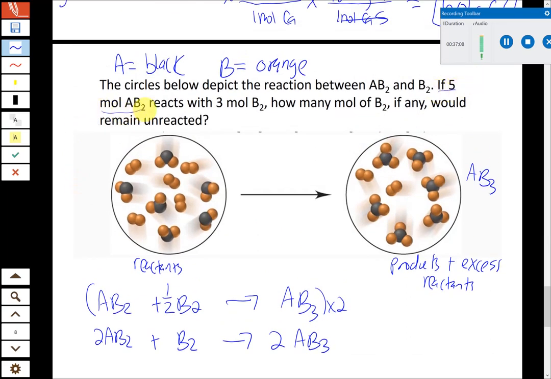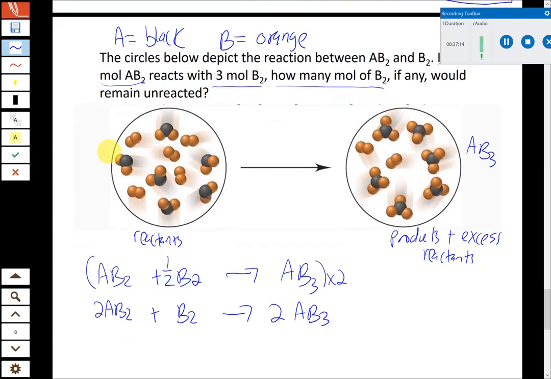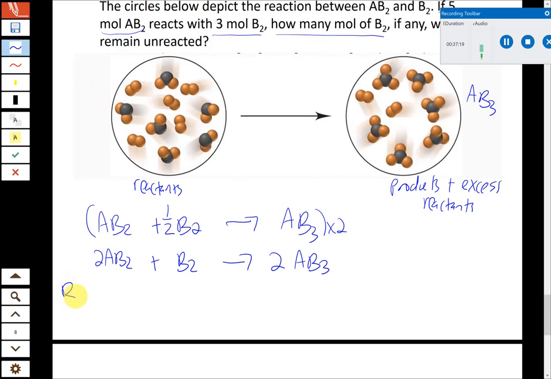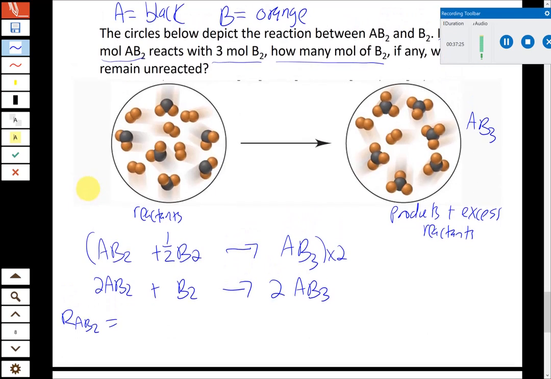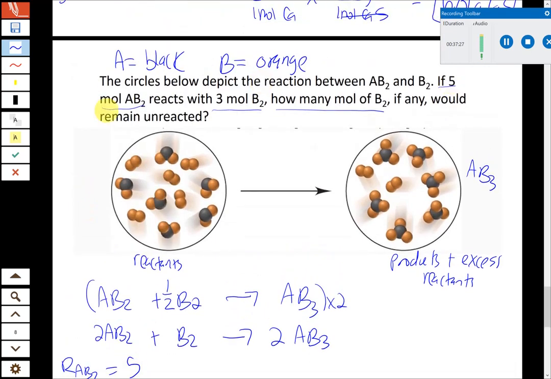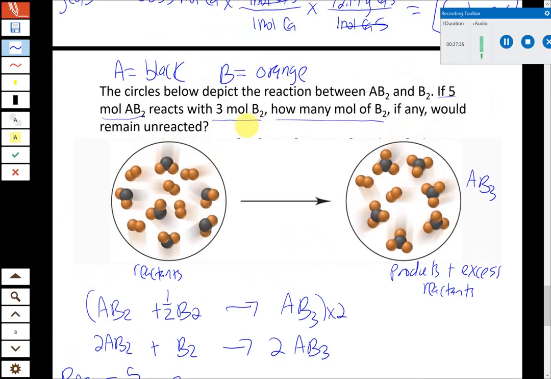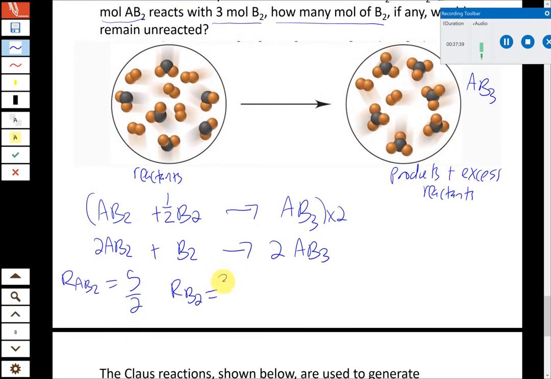If 5 moles of AB2 reacts with 3 moles of B2, how many moles of B2, if any, would remain unreacted? So the first thing we need to do in this is figure out what the limiting reactant is. So in this problem, we have AB2. If we want to find its stoichiometric ratio as we did before, we have 5 moles. That's what we're given in the problem, 5 moles of AB2, and its coefficient is going to be 2. And then the stoichiometric ratio for B2 is going to be, we have 3 moles of B2, and then its coefficient is a 1. So that means that AB2 is the limiting reactant in this problem, meaning that there will be some B2 left over.